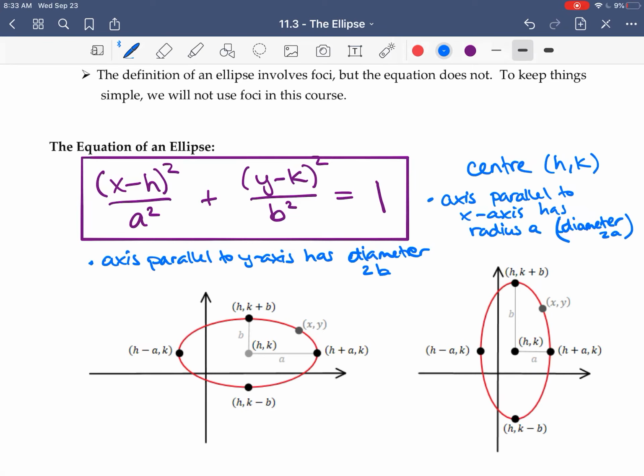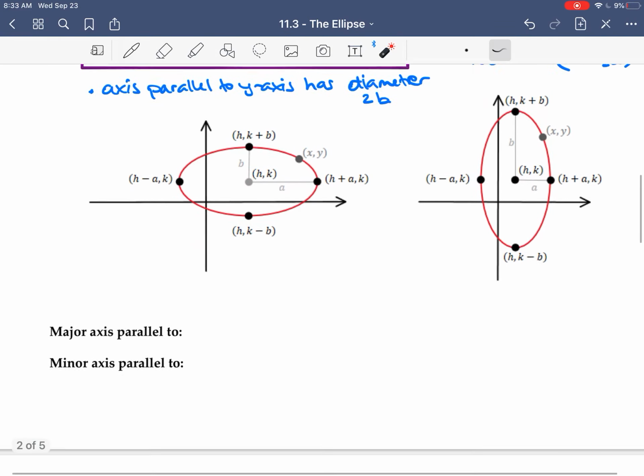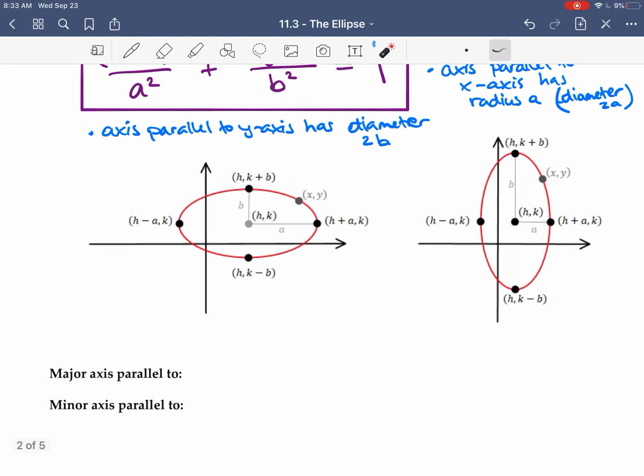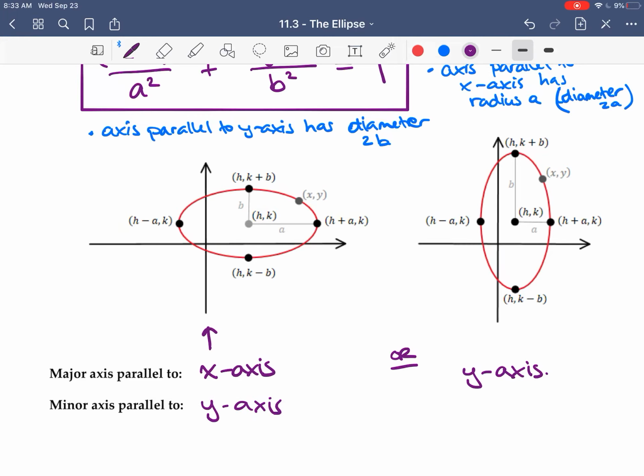I can't use major and minor because it depends which one is bigger, a or b. So the major axis and the minor axis are different. Here, the a would be the major axis. So the major axis in this one is parallel to the x-axis, but in this one it's parallel to the y-axis. And the minor axis is parallel to the y-axis here, but here it's parallel to the x-axis, depending on which one is shorter.